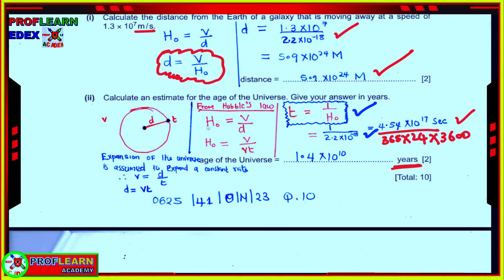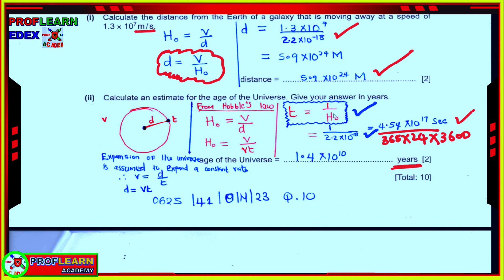And the reason as to why we're getting this is that this is the formula you should be using for estimating the age of the universe. Time equals 1 over H naught, which is Hubble's constant. And when you work it out, you are going to get your answer in seconds. So if they're asking for years, you have to do something extra in order to get your answer.